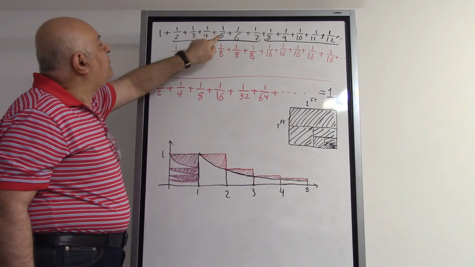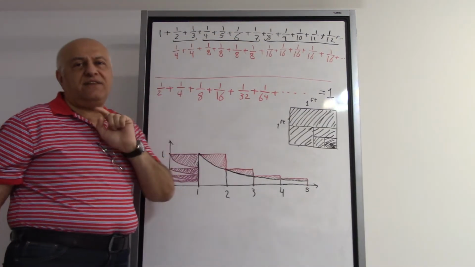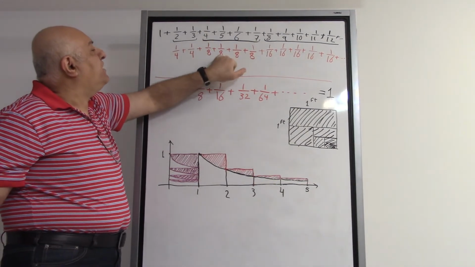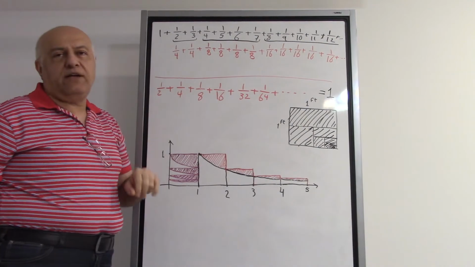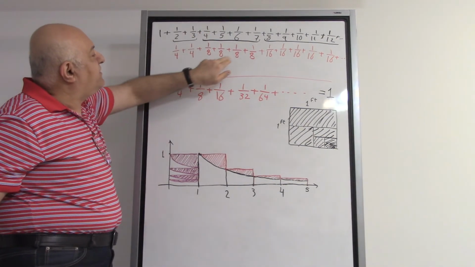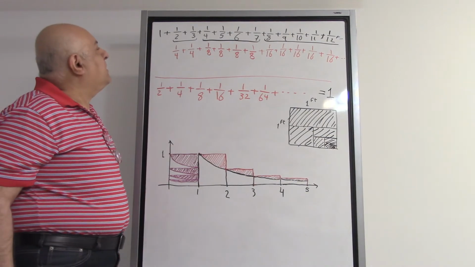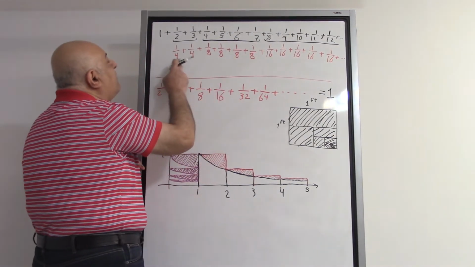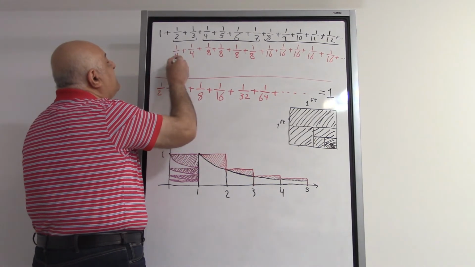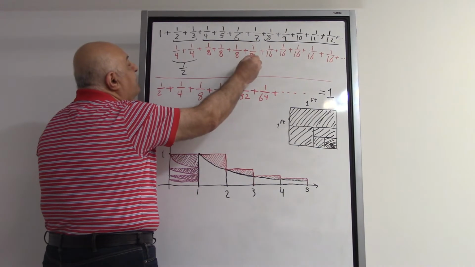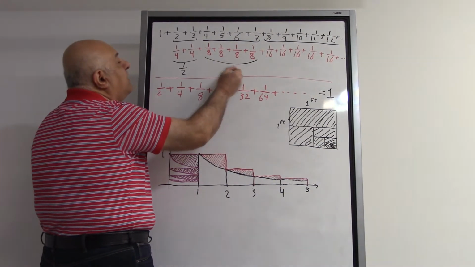Then you have 1/4, 1/5, 1/6, and 1/7, right? So compare these with 1/8, 1/8, 1/8, 1/8. Obviously these four are all bigger than 1/8, right? So then go for the next. Look, 1/4 plus 1/4 becomes 1/2. And 1/8 plus 1/8 plus 1/8 plus 1/8 is also 1/2.